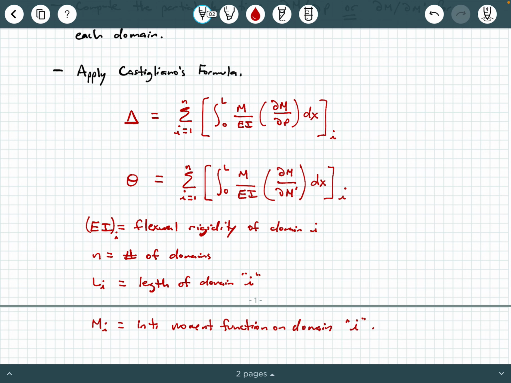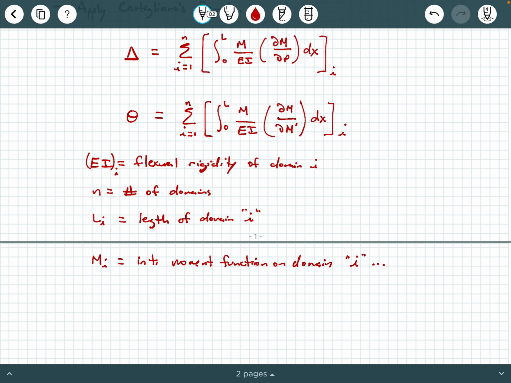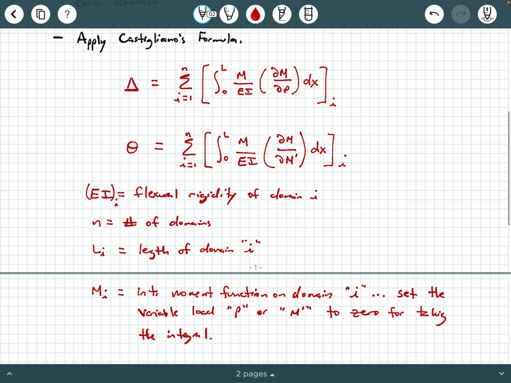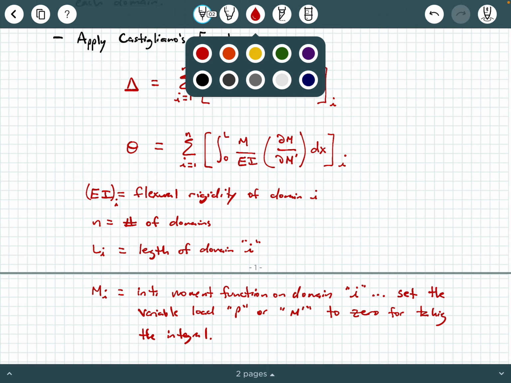Now, for the internal moment function on domain i, when we take the integral, we're going to set the variable load, which is either P or M prime, to 0 for taking the integral. The reason why is because whenever you place this variable load, whether it's a moment or a force, on the system, you're going to have that P or M prime sprinkled inside of these moment functions. When you take the integral of that, you need to set that P or M prime, whichever one it is, to 0.